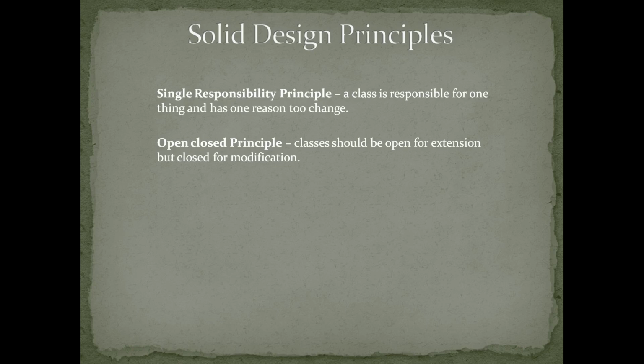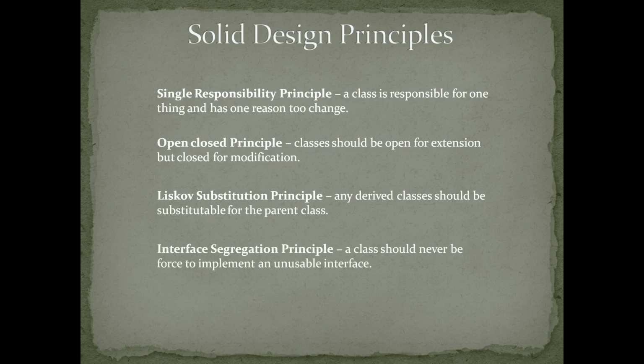For example, the Liskov substitution principle says that any derived class should be substitutable for the parent class. So anywhere you can use the parent class, you should be able to use the child class or the derived class. A very similar principle is the interface segregation principle. This says that a class should never be forced to implement an unusable interface. So essentially, the interface should be specific to the classes that are deriving from it.